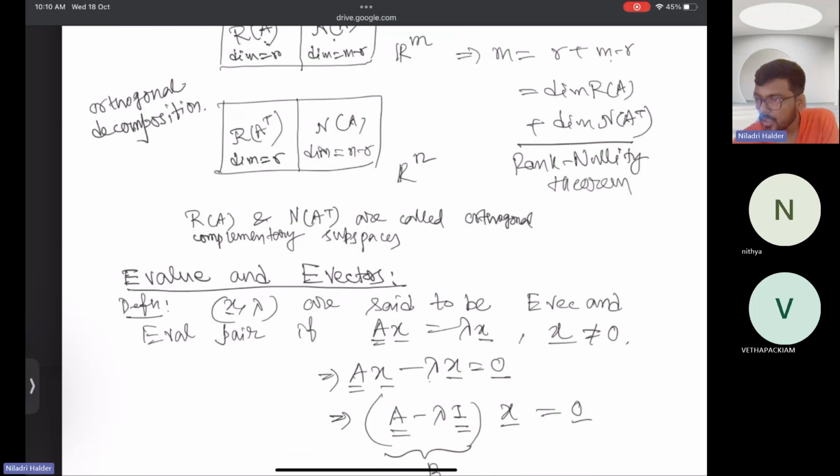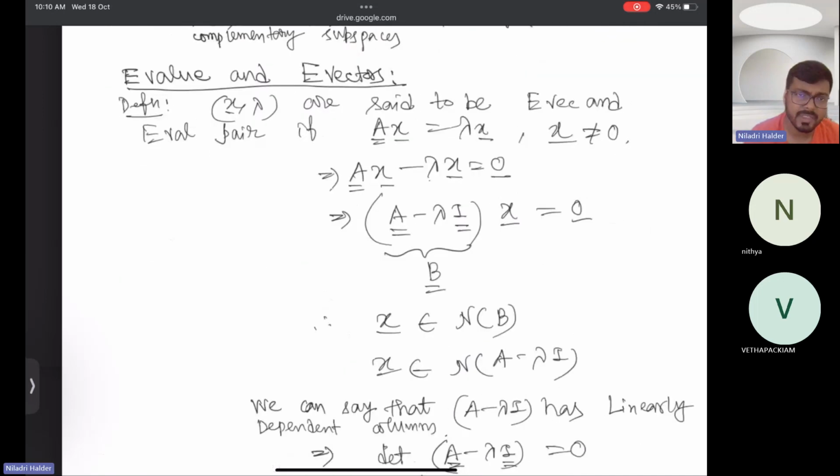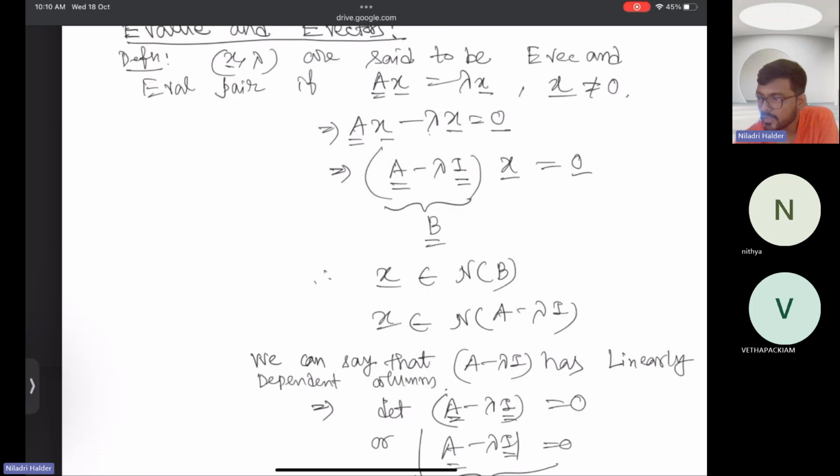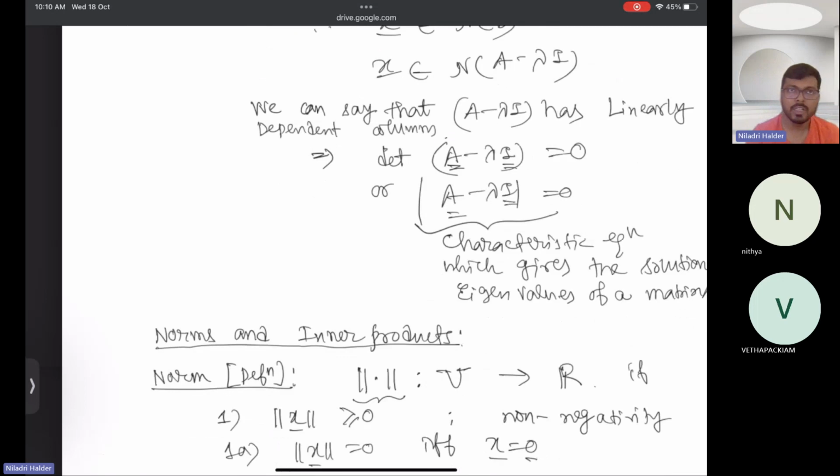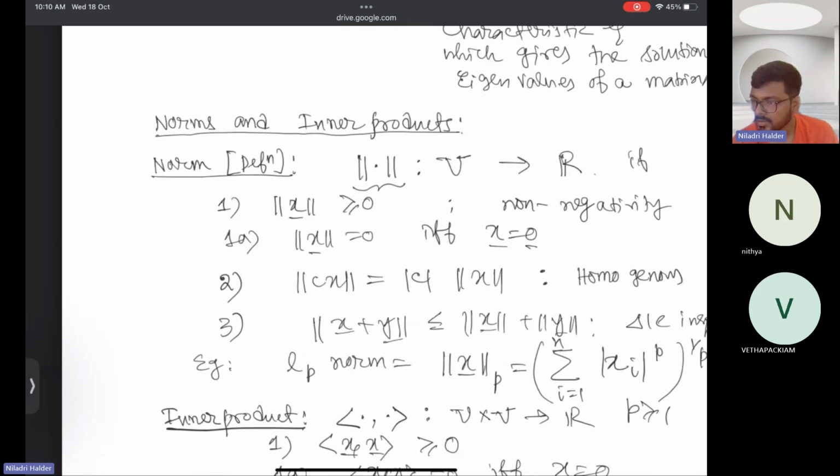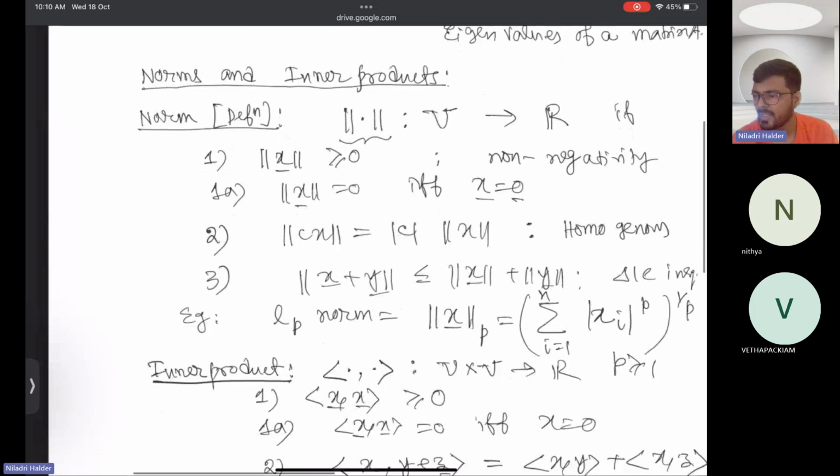So these are the eigenvalue and eigenvector definitions. x and lambda are said to be an eigenvector and eigenvalue pair if Ax equals lambda x, where x should not be zero. That is the eigenvalue and eigenvector definition, and this is how to find the eigenvalues: determinant of A minus lambda I is equal to zero, and if you solve this equation, then you will get the eigenvalues. Next are the norms and inner products, just a definition of norm.